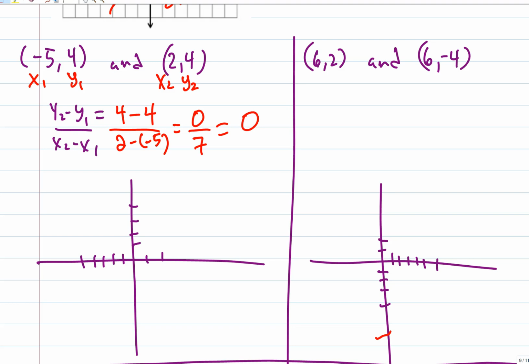Could you plot negative 5, 4? No, nobody can. Can you plot negative 5, 4? Can you plot 2, 4? Can you visually tell me whether that slope looks like it's 0 or undefined? See what I'm saying? So the picture is a way of reinforcing. The change in y is nothing. It doesn't change up and down, does it? Does that make sense? This is a flat line.